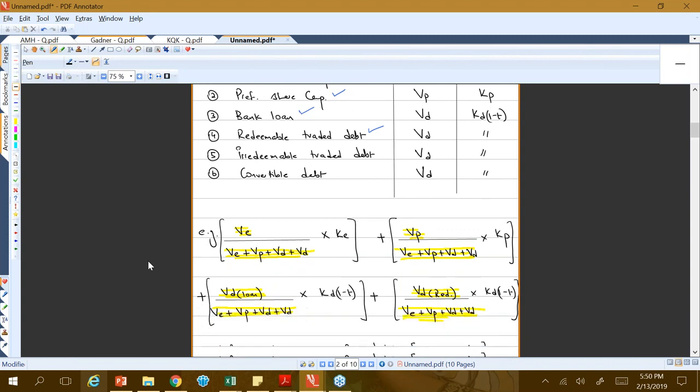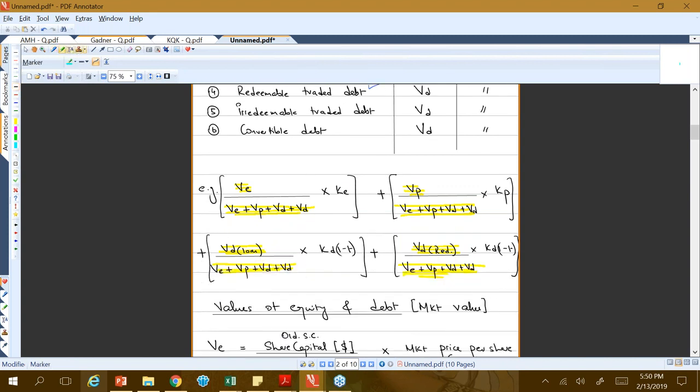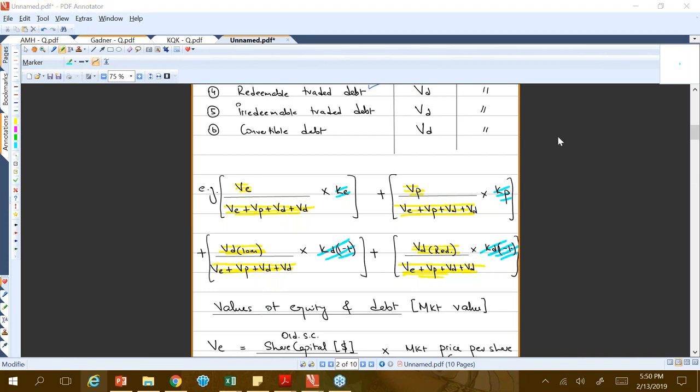Once I work out their values and the costs, which we now know how to find, I will be using the WACC formula. This is the extended WACC formula, which is used when there are two or more sources of finance.